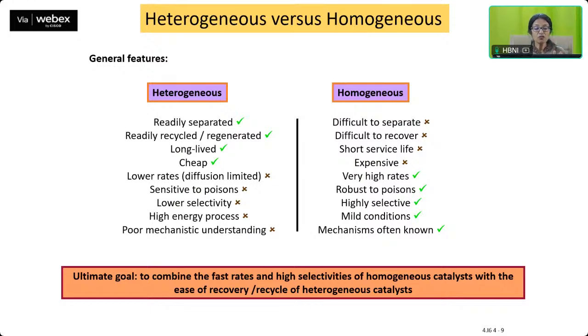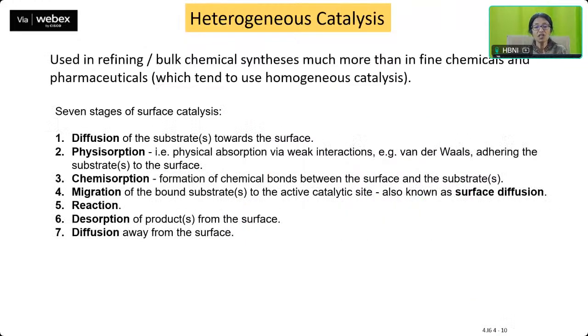So what is the ultimate goal? You have to combine the fast rates and high selectivities of homogeneous catalysts with the ease of recovery or recycling of the heterogeneous catalyst. This forms the crux of all research being done in catalysis right now. So what are the applications? Heterogeneous catalysis is used in refining and bulk chemical synthesis, which is much larger than fine chemicals and pharmaceuticals. For production of fine chemicals and pharmaceuticals, you mostly use homogeneous catalysis, whereas for refining and bulk chemical synthesis, you use heterogeneous catalysis.